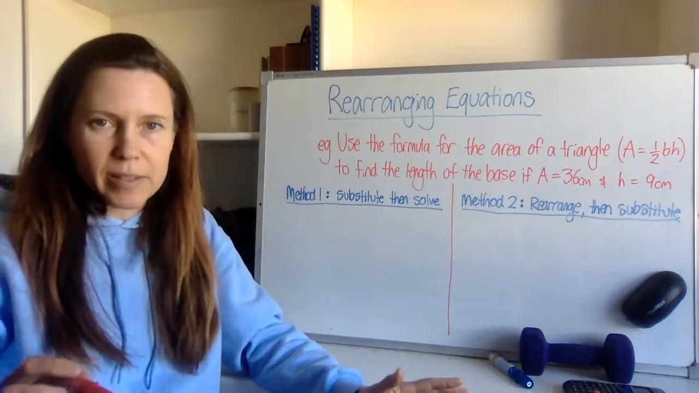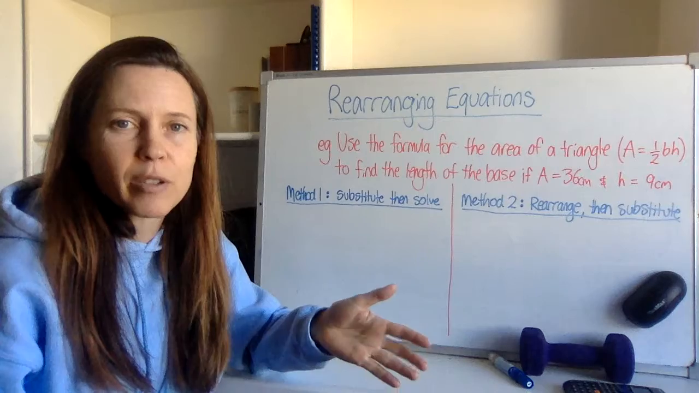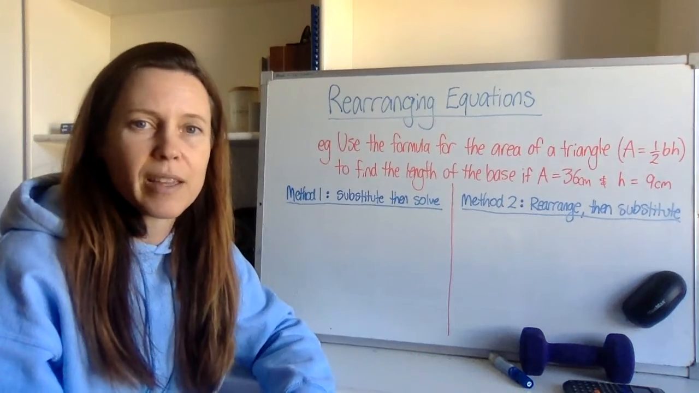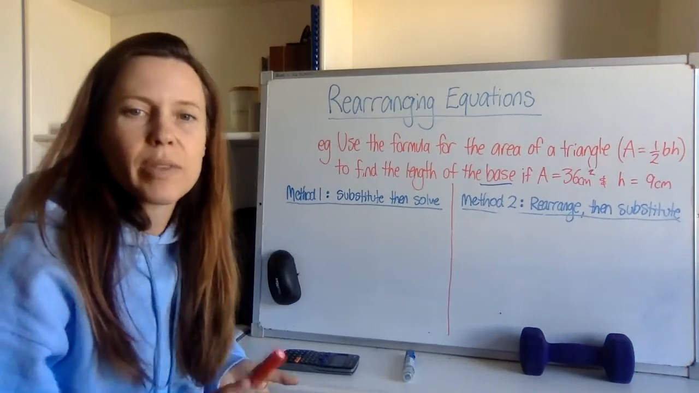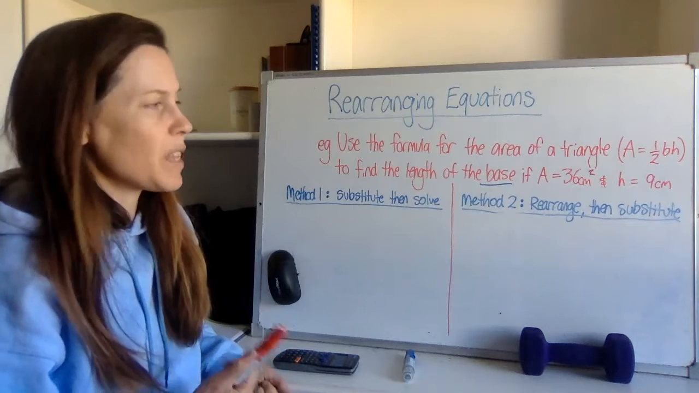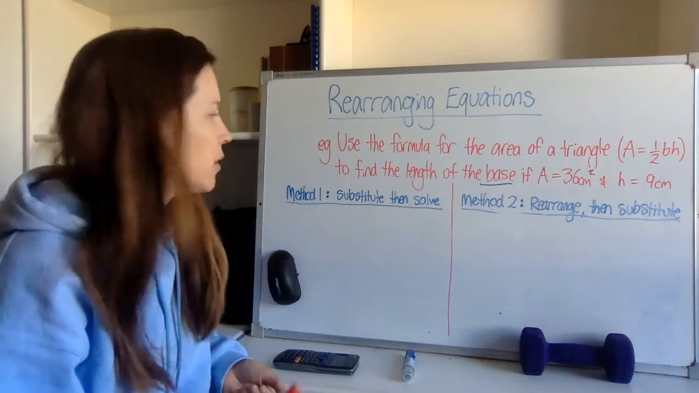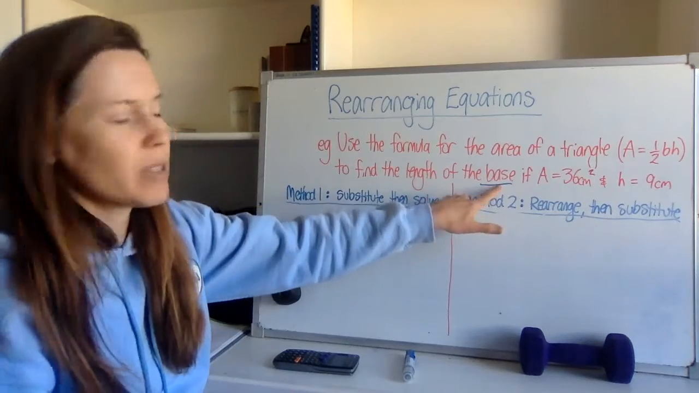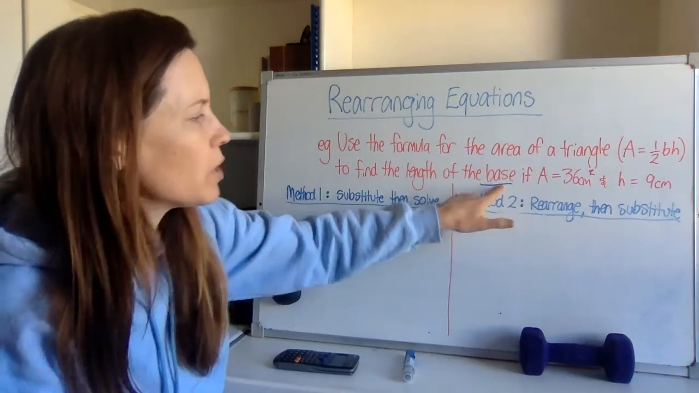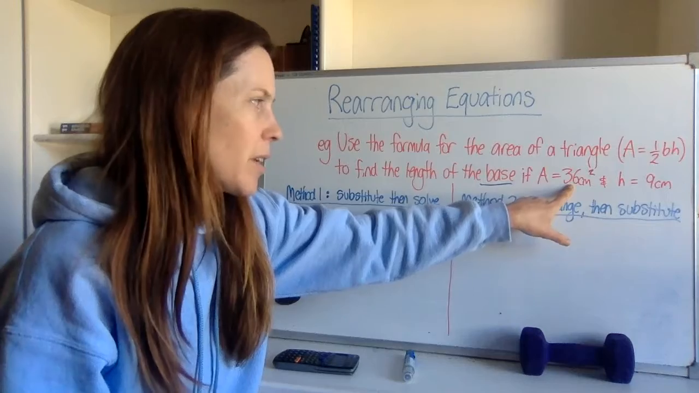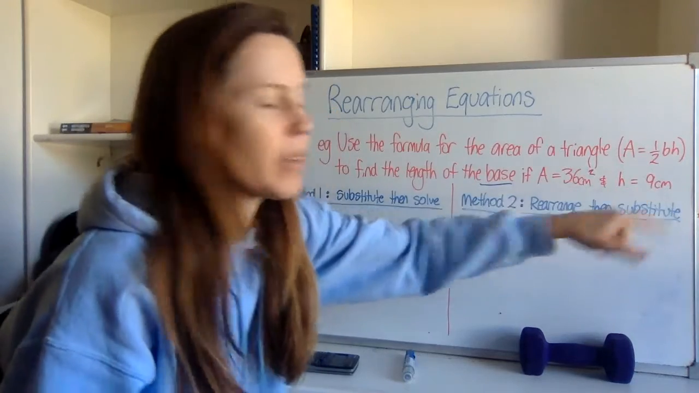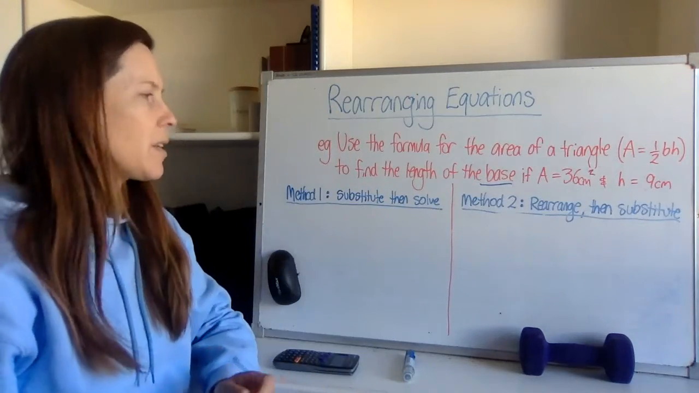Now, there's two methods. I'm going to show you both methods because one might appeal to you more than the other and you can pick your favorite. So in this example, we need to use the formula for the area of a triangle, A equals half times base times height, to find the length of the base. So it's the base that we don't know. We do know the area, it's 36 centimetres squared, and we do know that the height is 9 centimetres.